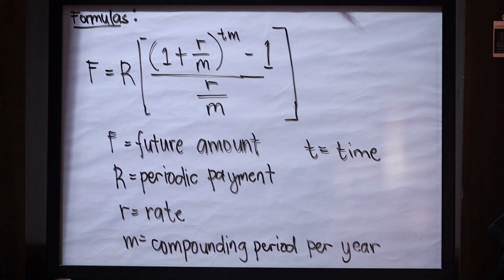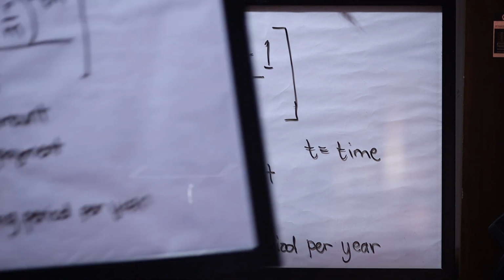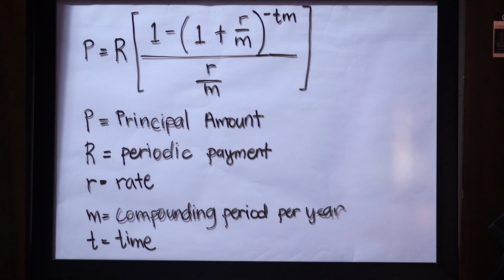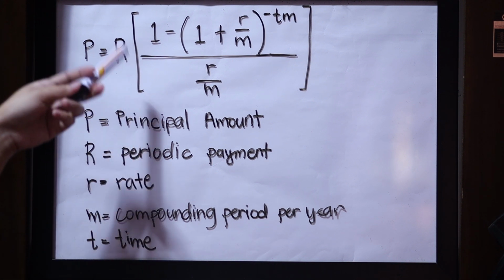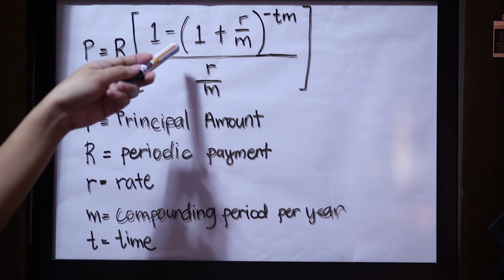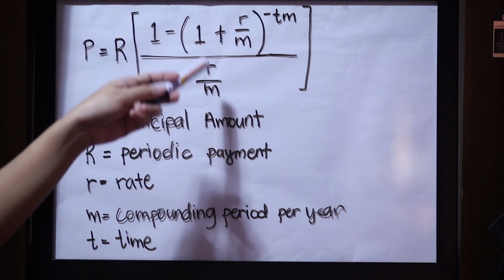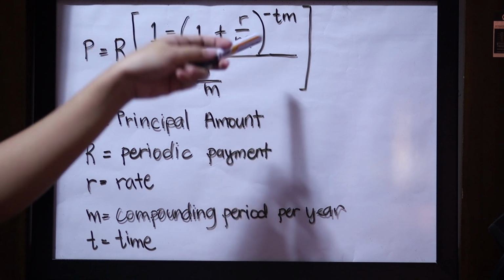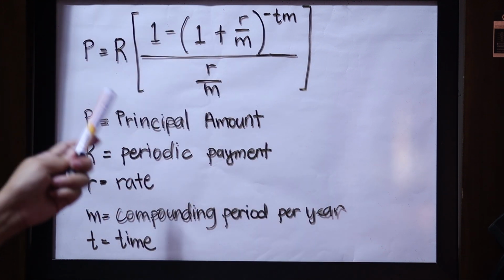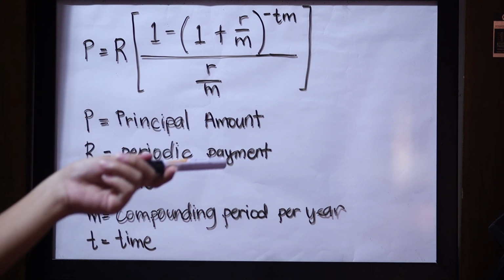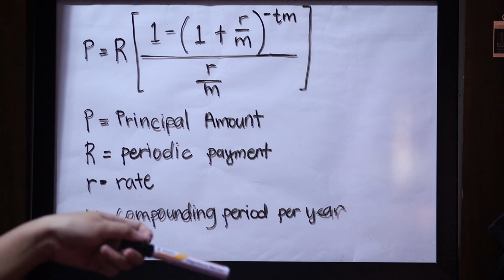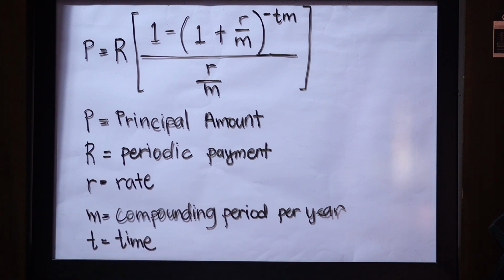And then, what if you're looking for the principal amount? This will be the formula for the principal amount. P is equal to R multiplied by the quantity of 1 minus the quantity of 1 plus R over M raised to negative T times M, all over R over M, wherein P stands for the principal amount, R still the periodic payment, R still rate, M is the compounding period per year, and then T is the time.